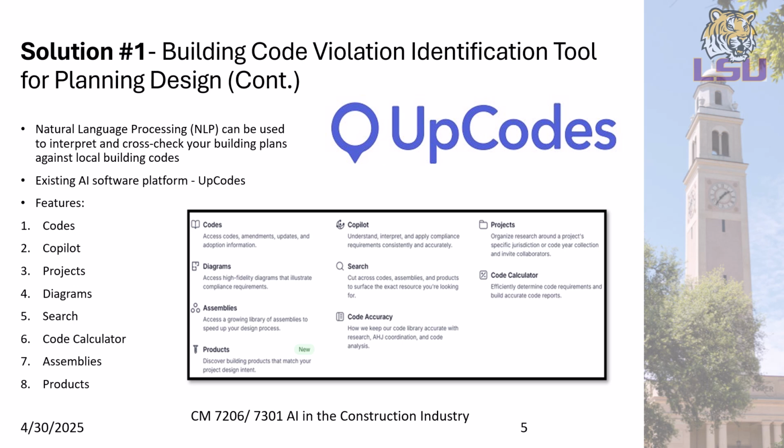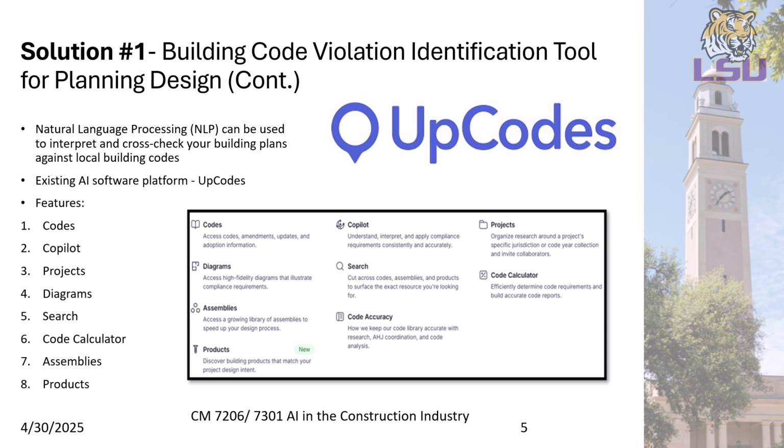Codes. This feature provides access to the building codes adopted for each jurisdiction, which includes all amendments and updates. Copilot. The UpCodes Copilot is an AI-powered research assistant. The AI can parse through building codes and provide insight. This enables asking assembly-specific questions to your jurisdiction, code year, and project-specific parameters.